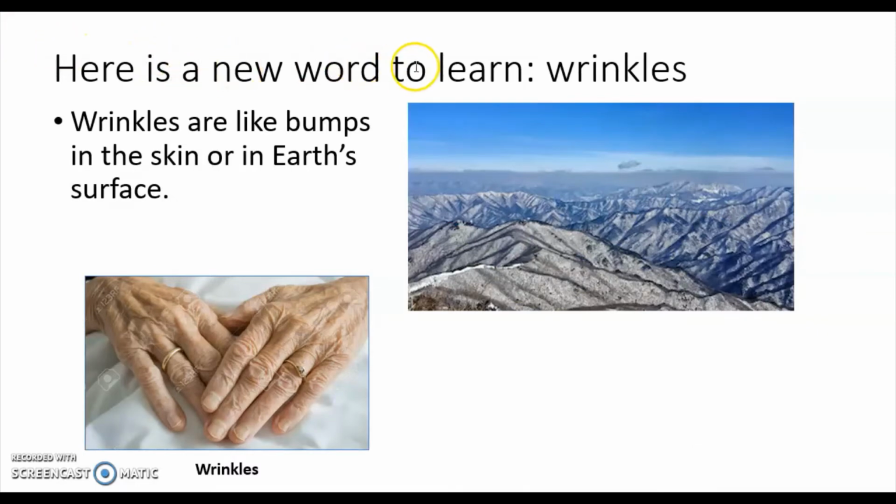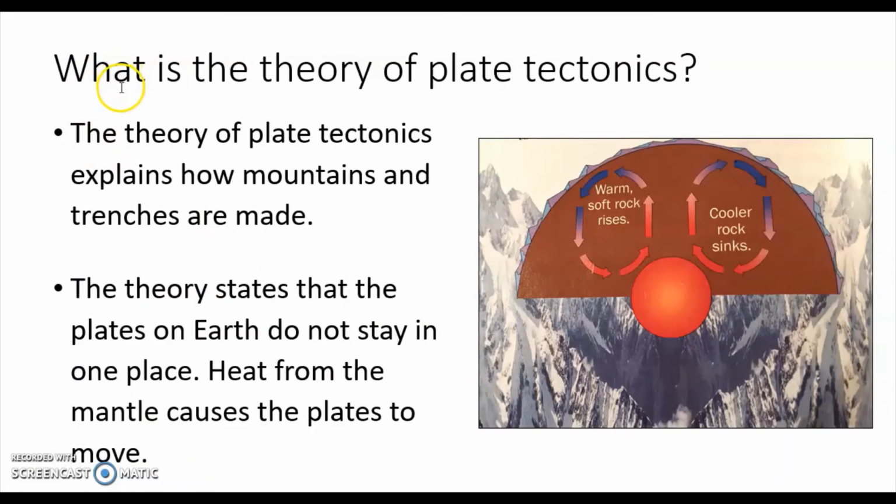Okay, we need to learn a word that you may or may not know. Here is a new word to learn: wrinkles. So wrinkles are like bumps in the skin or in Earth's surface. This person has wrinkles in their hand because they are older. If you look at my hand, it looks more wrinkled than your hand because you're a kid and I'm not. Okay, look at these. These are mountains. Mountains are kind of like wrinkles in Earth's crust. Okay, wrinkles. Remember that.